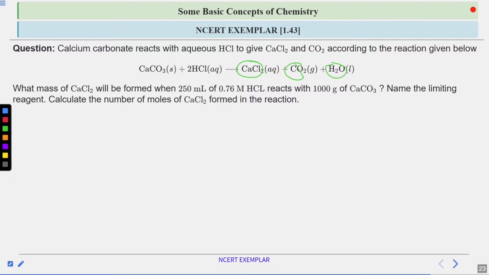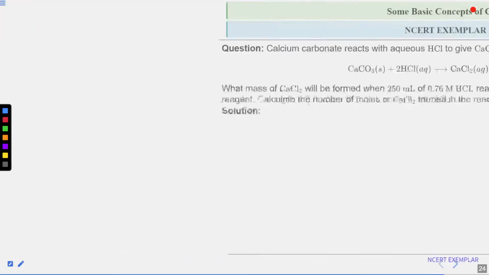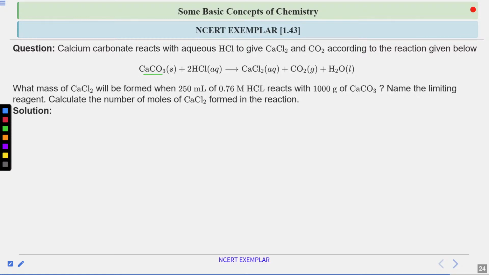Starting from our given equation, let's see what we can do. First we will analyze the equation and the given data. The given data says that we are taking 250 ml of 0.6 molar HCl. Okay. Then can we calculate the number of moles of HCl from it? Yeah, it can be calculated. How? We know that number of moles has a formula of given mass by molar mass.